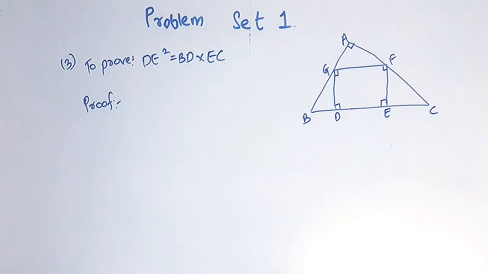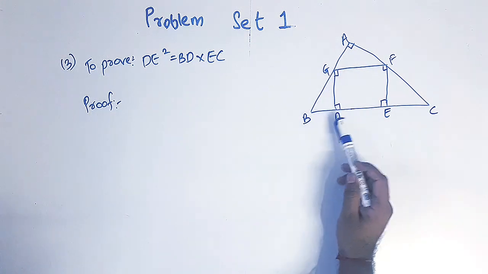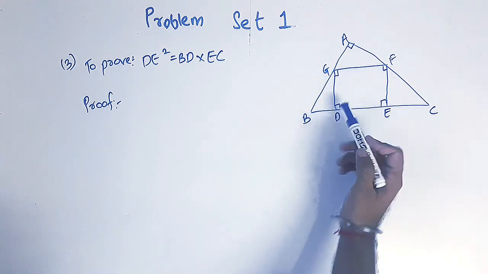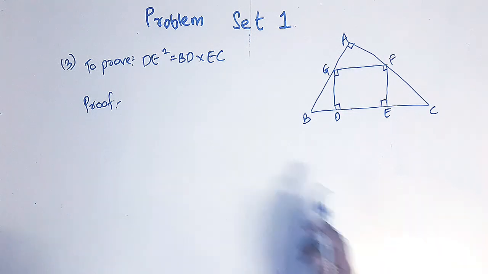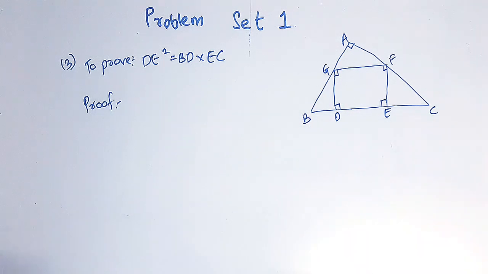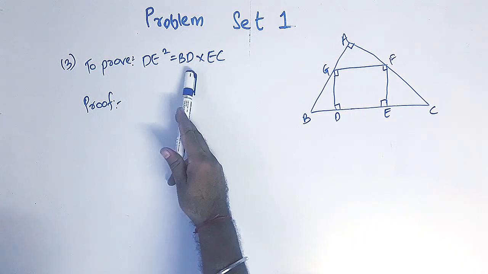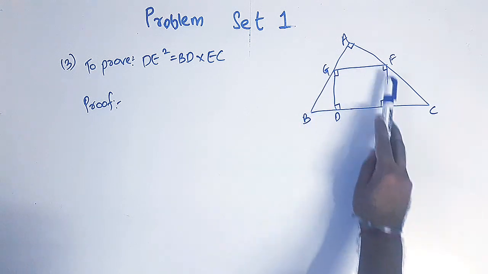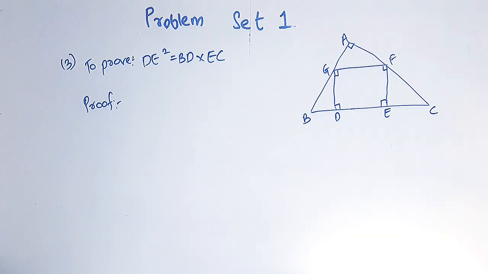So coming to the last question of the problem set, question number 13. Here it is given that GDEF is a square. Because it is a square, all its sides will naturally be equal. We have to prove that DE square equals BD into EC. Now just observe, BD and EC are parts of which triangles? They are part of these two triangles, GDB and FEC. So we somehow have to prove these two triangles similar. But directly we cannot go.